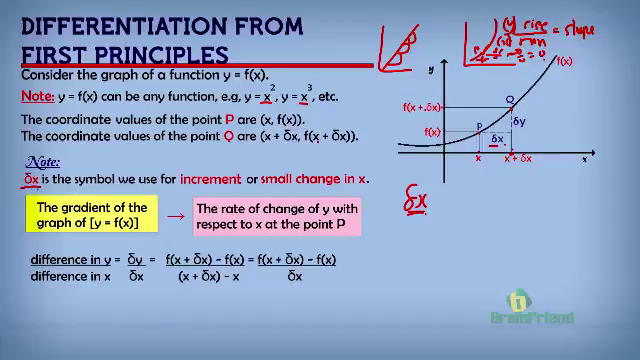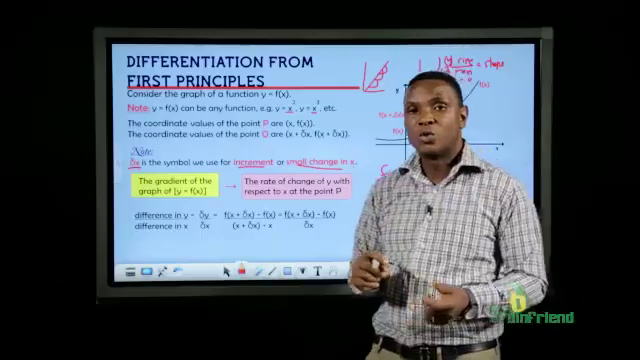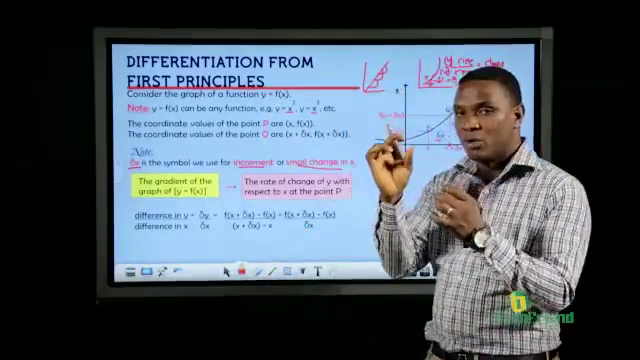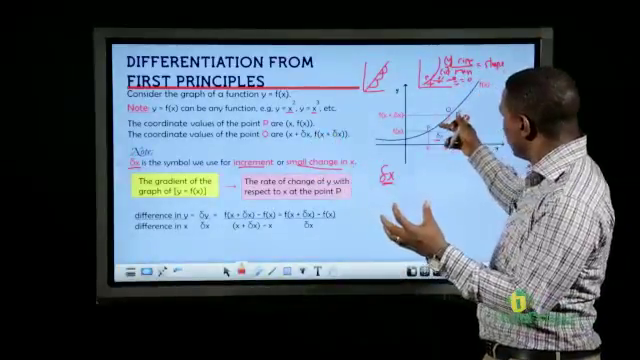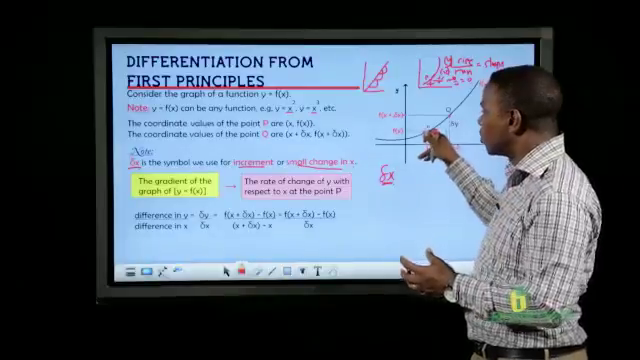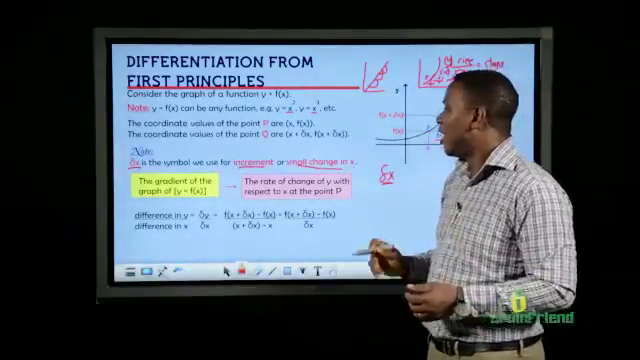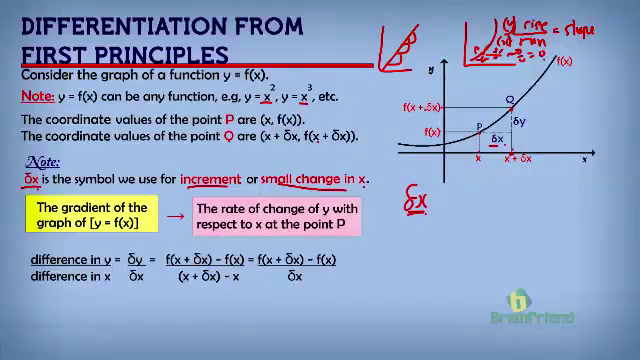Again, like we said earlier, delta x is the symbol we use for increment or small change. So our change here, between here and here, that is the new point Q, which we picked arbitrarily, is actually very small. And at the end of the day, mathematically, we'll see that differentiation helps us shrink this Q back to our P. So at the end of the day, we find what we're looking for, that is the rate of change at our point P. Now, the gradient of our graph, y equals f of x, is the rate of change of y with respect to x at the point P. And that is what we seek.